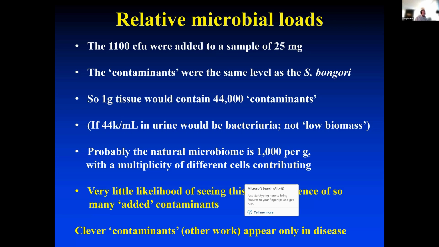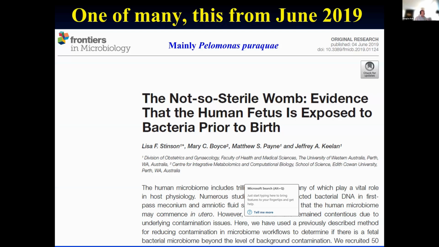And of course, it completely overwhelmed the natural microbiome that we're looking for, which is dormant. And not in that paper, but in many other things that we'll look at, the clever contaminants only appear in the disease, not the control. So that's very smart of them. There are many, many papers showing that there are, in fact, microbes in the womb and related reproductive tissues.